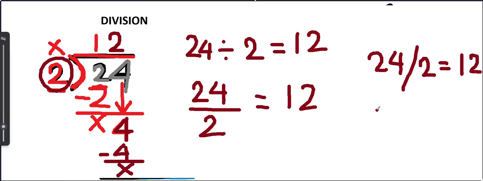There are so many ways in which we can write this down. As you have learned in the previous chapter, this 24 is called the dividend. Okay? All these 24s are called dividend. Do we have any other 24 here? No. So these blue colored 24s are called dividend.